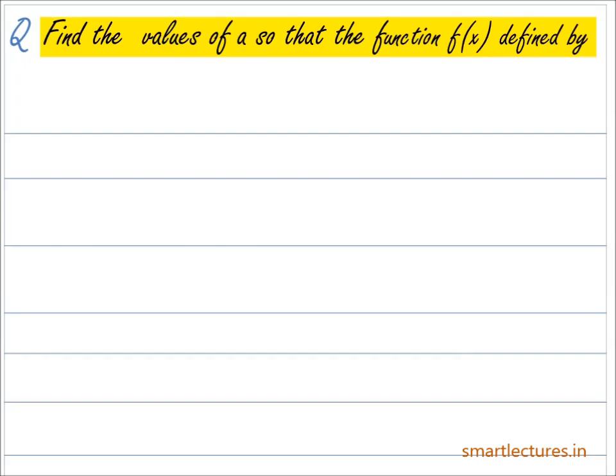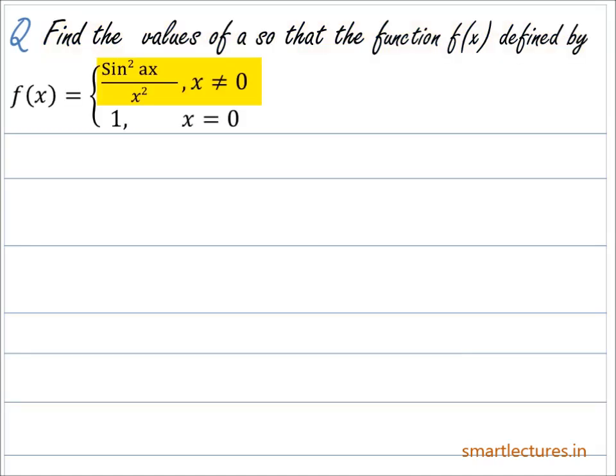And our next question is, find the values of a so that the function f of x defined by f of x is equal to sine square ax upon x square if x is not equal to 0, and f of x is equal to 1, where x is equal to 0, is a continuous function at the point x equal to 0.